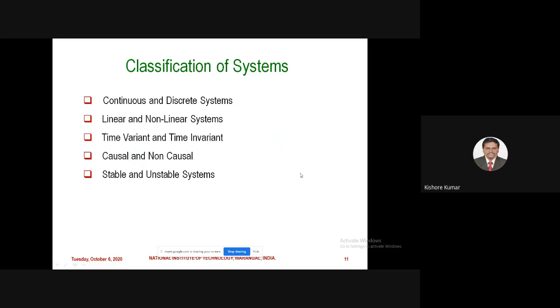Similarly, as we have the classification of signals, we have the classification of systems also, like continuous and discrete time systems, linear and non-linear systems, time variant and time invariant systems, causal and non-causal, stable and unstable. I am not touching all these particular things because these are examples of different types of systems.